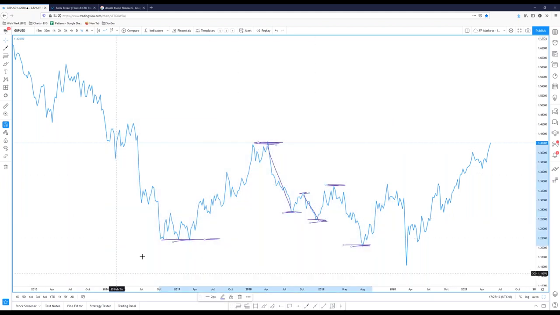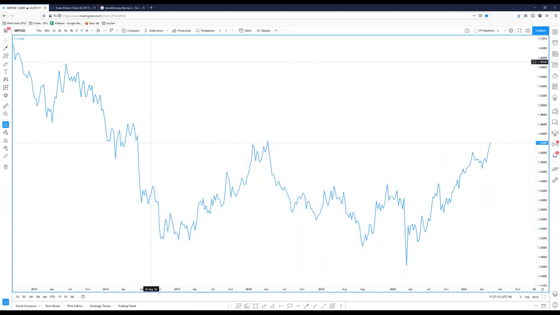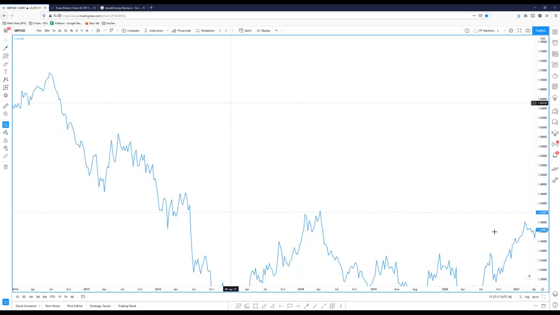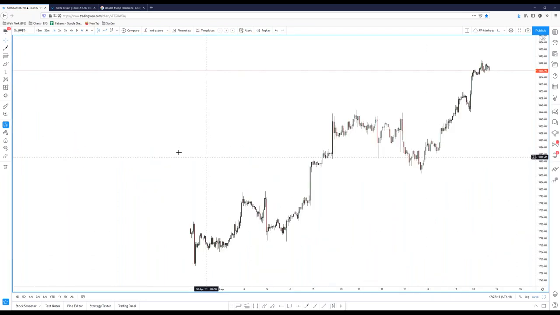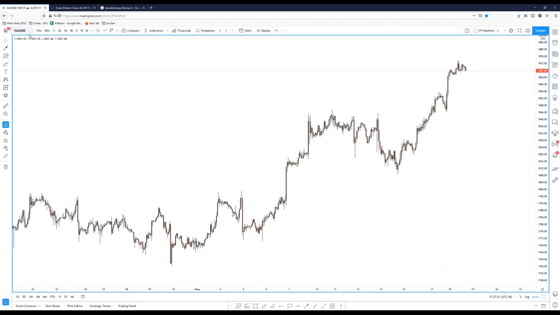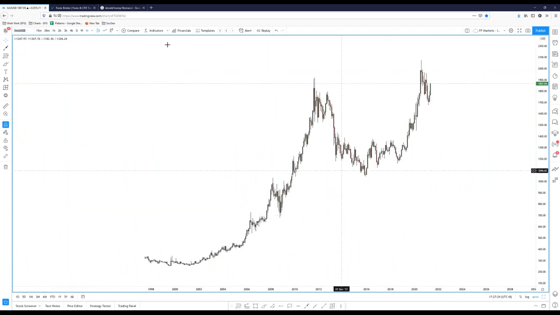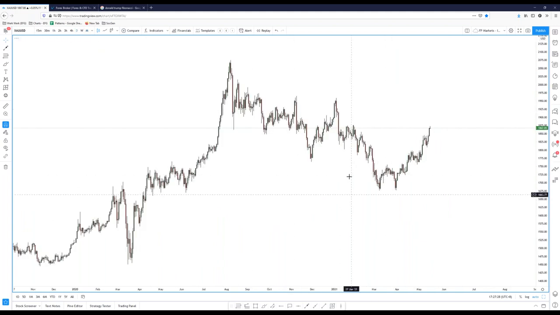You can actually change to another chart. Sorry, I want to keep my drawing here. Okay, so I'm going to move to another chart. You can actually look at another pair like gold. Gold we have on monthly. Swing high, swing low is very easy to identify. Even on daily, you can identify the swing high, swing low, high, low.